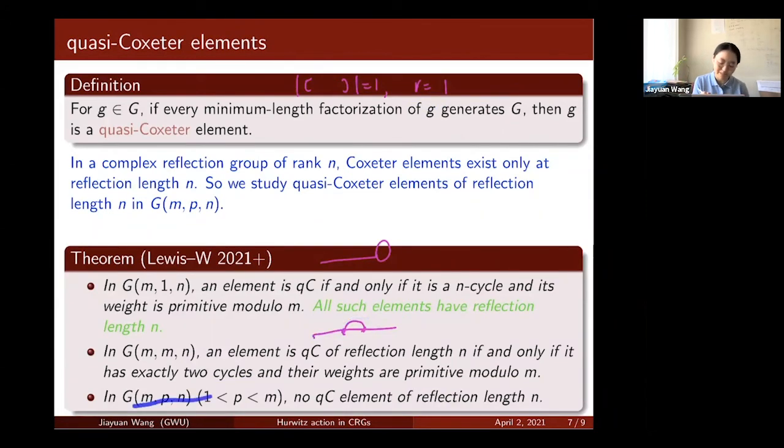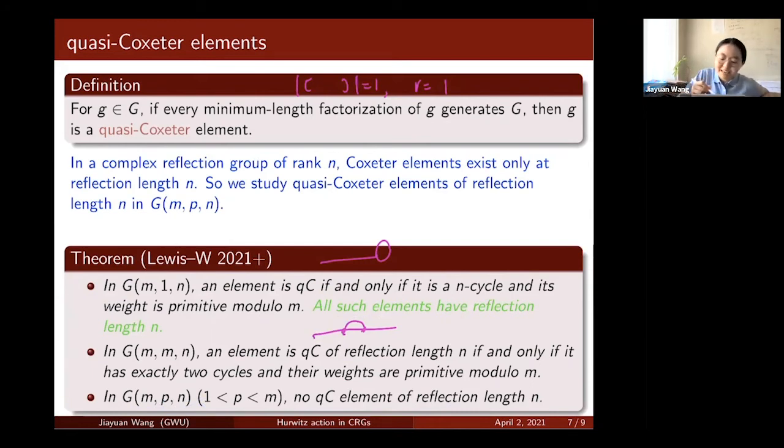And in G(m,p,n), when p is smaller than m and bigger than 1, we don't have such quasi-Coxeter elements, because this group needs at least n+1 generators. So that's what we have. This is our description for such elements.